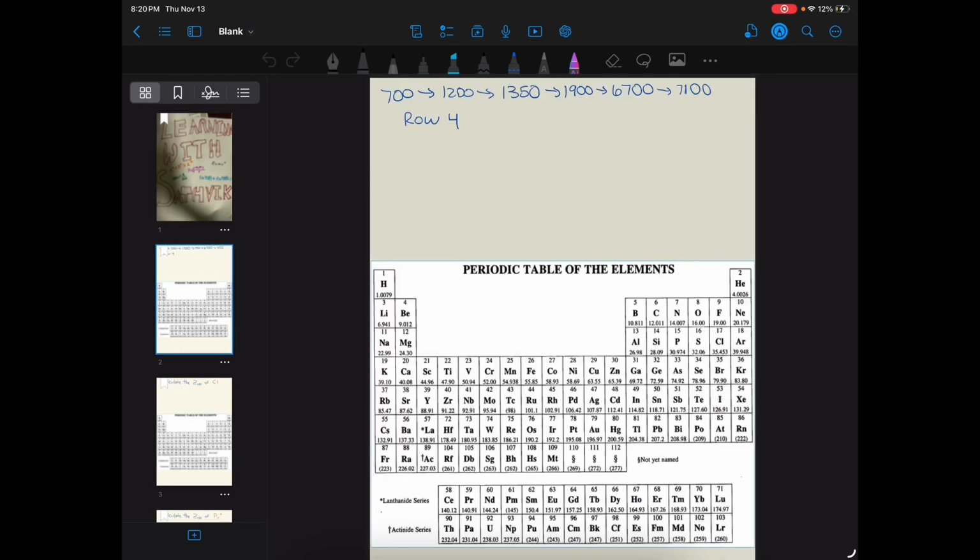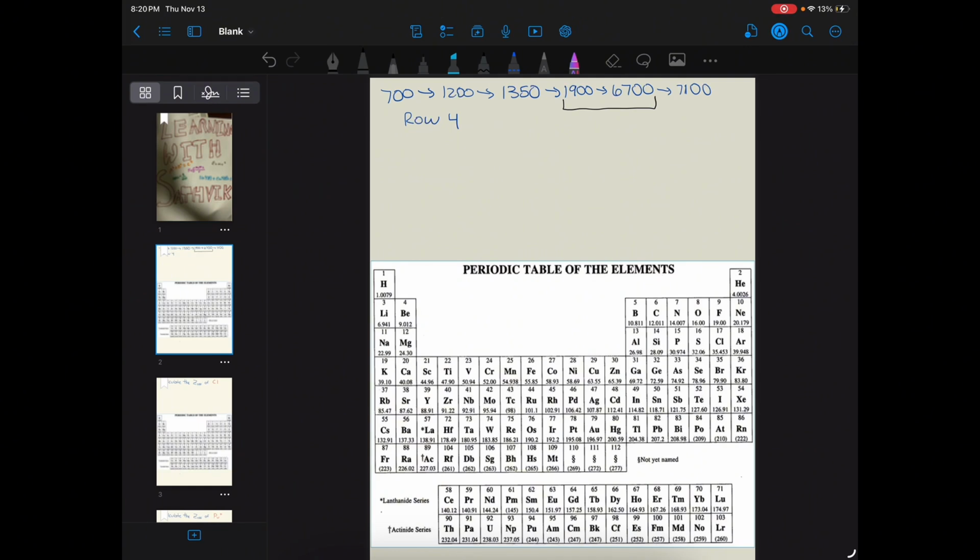The first question gives the following ionization energies, and it's asking to find an element that fits the description, that is in row 4. So how this works is that whenever there is a big jump, that is how many valence electrons there are. So, to elaborate, we see here that the ionization energies are 700, 1200, 1350, 1900, 6700, and 7100. So, we see that the biggest noticeable jump is between 1900 to 6700.